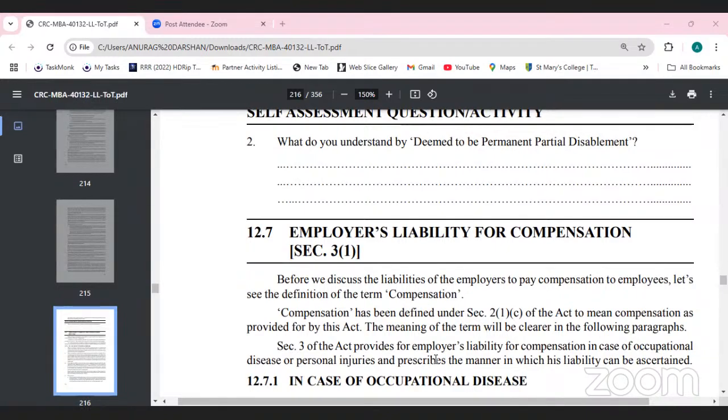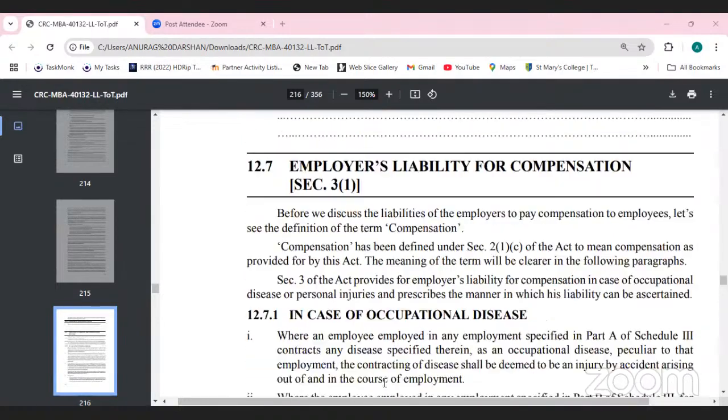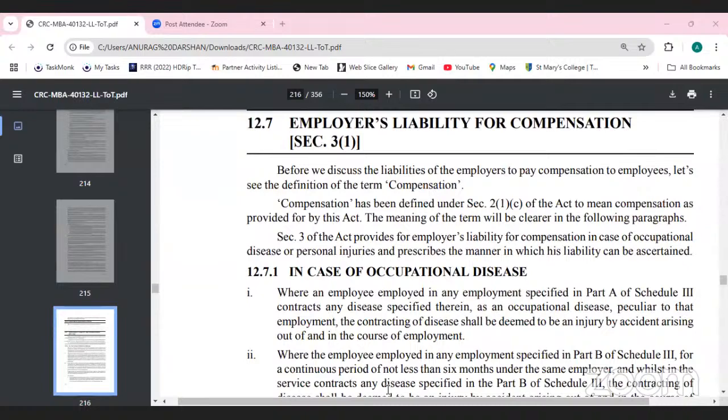Before we discuss the liabilities of the employers, what is the definition of compensation? The compensation is defined under Section 2, 1C of the Act, which means the compensation as provided for by this Act, and Section 3 of the Act provides for the employer's liability for compensation in case of occupational disease or personal injuries, and prescribes the manner in which his liability can be ascertained. Okay, so even the occupational diseases are also considered for the compensation.